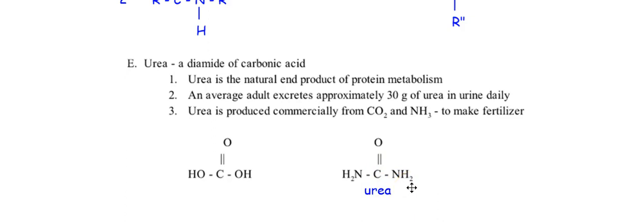And it is a natural end product. That's how your body gets rid of this end product of protein metabolism, all right? And it says the average adult gets rid of approximately 30 grams, so it's about 30 milliliters of urea in urine daily, okay? And urea is also produced commercially from carbon dioxide and nitrogen, and ammonia to make fertilizer. Okay, very important component for the agriculture industry. So it is a very important molecule historically and in today's world too. All right, let's go on.